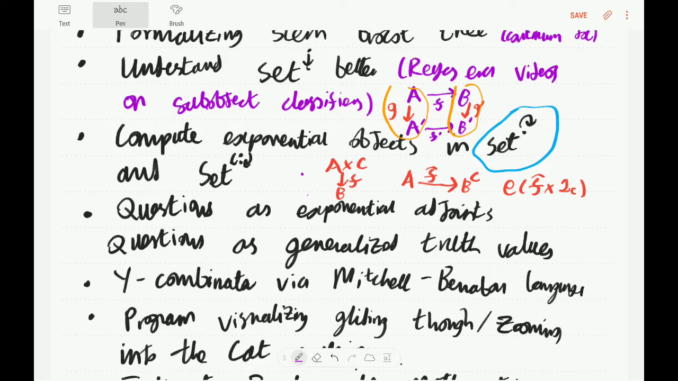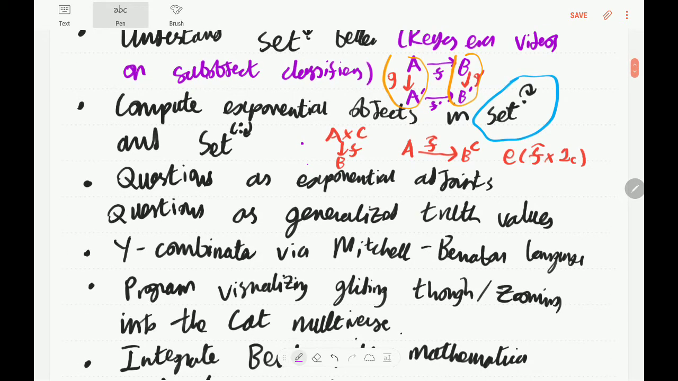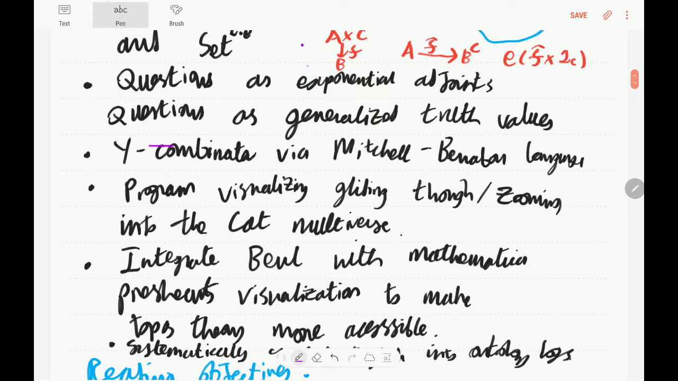So that made me think about truth values. Like in that game, it's sort of Boolean, right? The answers to the questions are true or false. So you can think of those questions as kind of arrows into omega, the subobject classifier. But then could you think about general questions in that context? If you had more truth values, like a truth value for every possible answer to a question, for example. Just a thought. We have this lambda notation in the Mitchell-Bénabou language. Can we formalize the idea of a Y combinator in that?